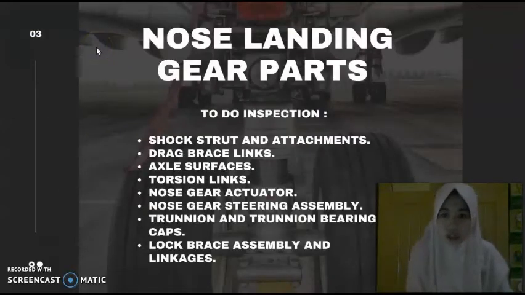Turning our attention now to nose landing gear parts, engineers have to know the parts of the area where they will do maintenance or inspection. They are shock strut and attachments, drag press links, axle surfaces, torsion links, nose gear actuator, nose gear steering assembly, turning and turning bearing caps, and lock press assembly and linkage.